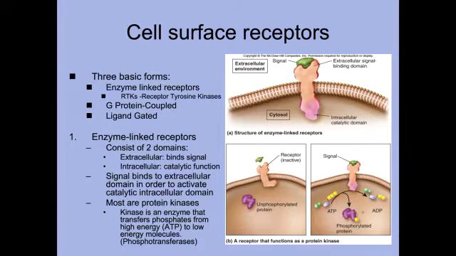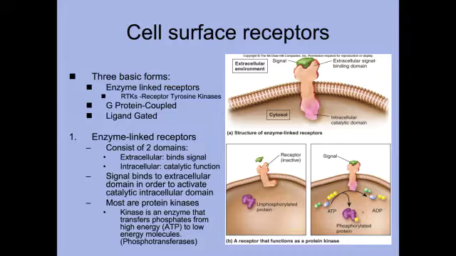This is part 2 of cell communication. In this lecture, we're going to cover enzyme-linked receptors, and we're going to use what's known as the EGFR pathway as our example of a receptor tyrosine kinase cascade. So let's talk about enzyme-linked receptors.